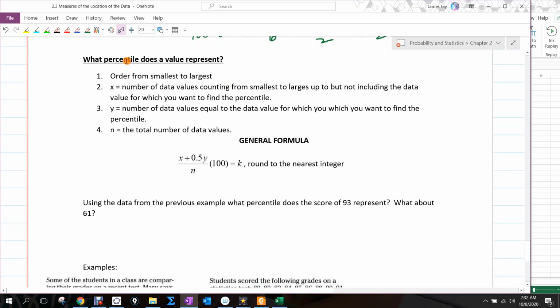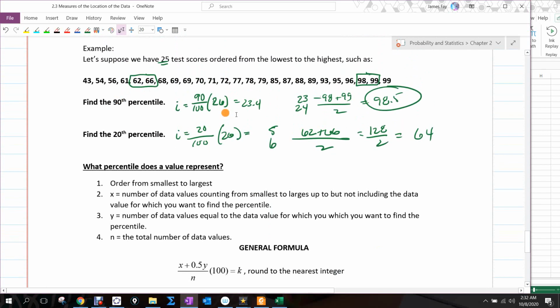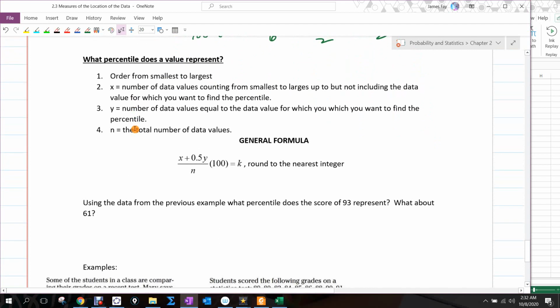Okay, so this is kind of working this backwards. So they're going to tell me, okay, you scored 64. What percentile are you in then? So this is the structure that we go for doing that. We order from smallest to largest again.